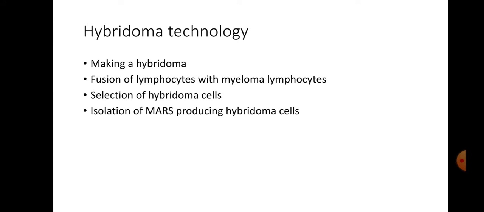So, the technology used for the production of monoclonal antibodies is known as hybridoma technology. This technology undergoes the following steps: making a hybridoma, fusion of lymphocytes with myeloma lymphocytes, selection of hybridoma cells, and isolation of MABs. It is not Mars, it is MABs producing hybridoma technology. MAB means monoclonal antibodies. So let us begin with this hybridoma technology. It is used to overcome the limitations of antiserum.